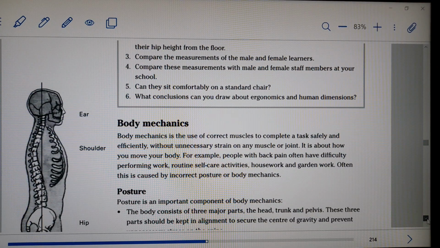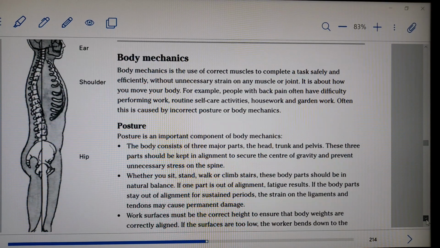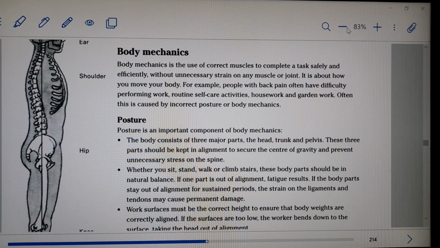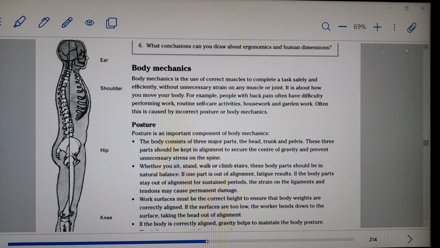And we look at body mechanics. We are still under human dimensions. Let me minimize this so that we can see everything. Okay.